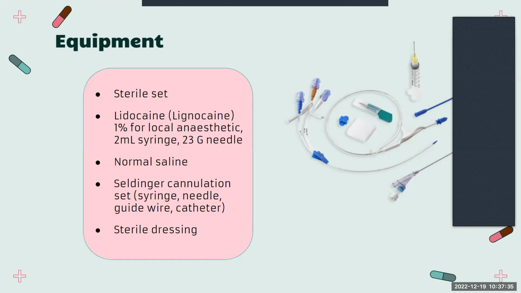Then after that, you pull out the plastic loop of the guide wire. You must always hold on to the end of the guide wire. Don't let it go into the patient. And then you guide the catheter onto the guide wire and slowly push the catheter in while pulling out the guide wire.